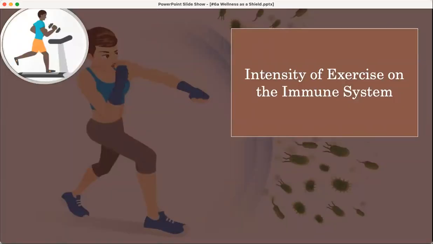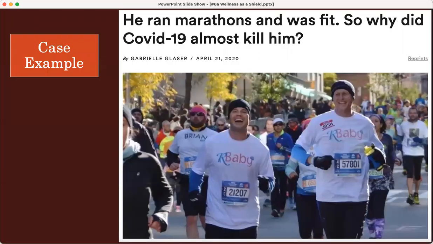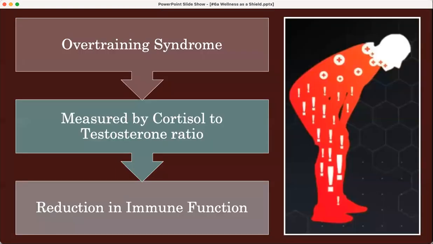Okay, next topic, intensity of exercise on the immune system. This is a case example. He ran marathons, was fit. Why did he almost die of COVID-19? This is called overtraining syndrome. This is on the other end of the spectrum.